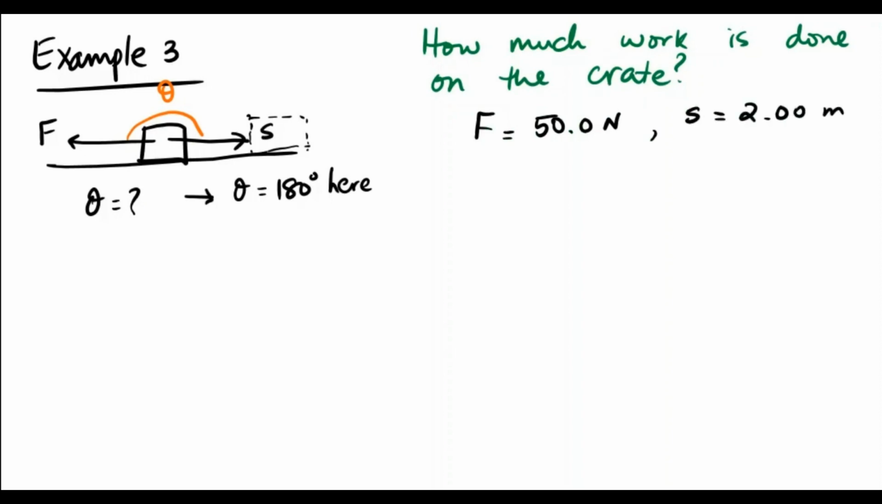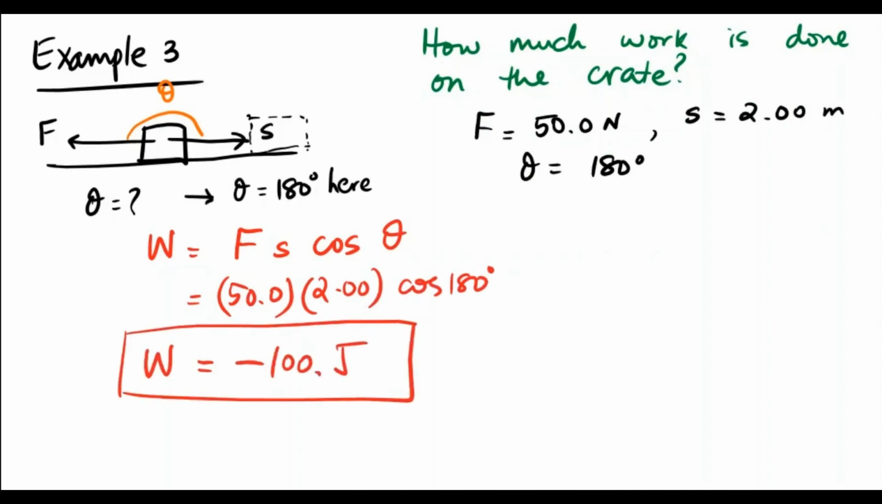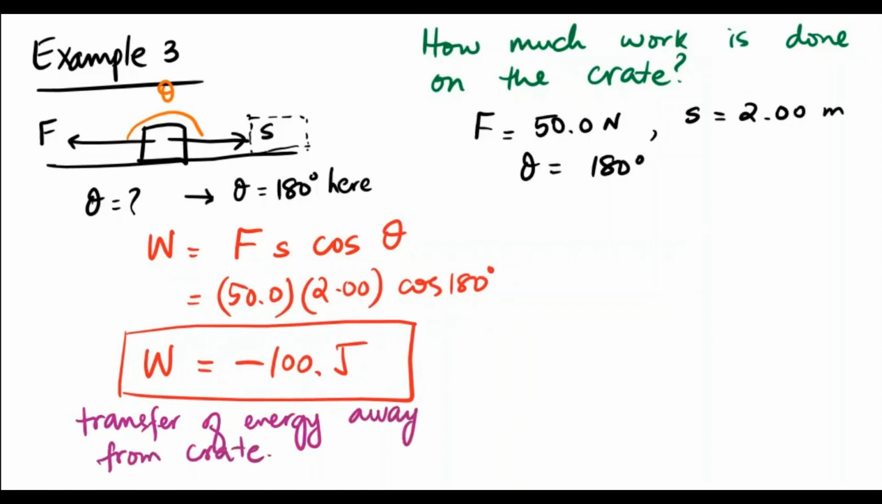This time we have a different angle, which is 180 degrees, because they're in opposite directions. Now when you plug in all these numbers, you know cosine of 180 is -1, so we are getting a negative answer this time. Now if you try to understand, this is basically the transfer of energy away from the crate. That's how much work we have done on the crate.